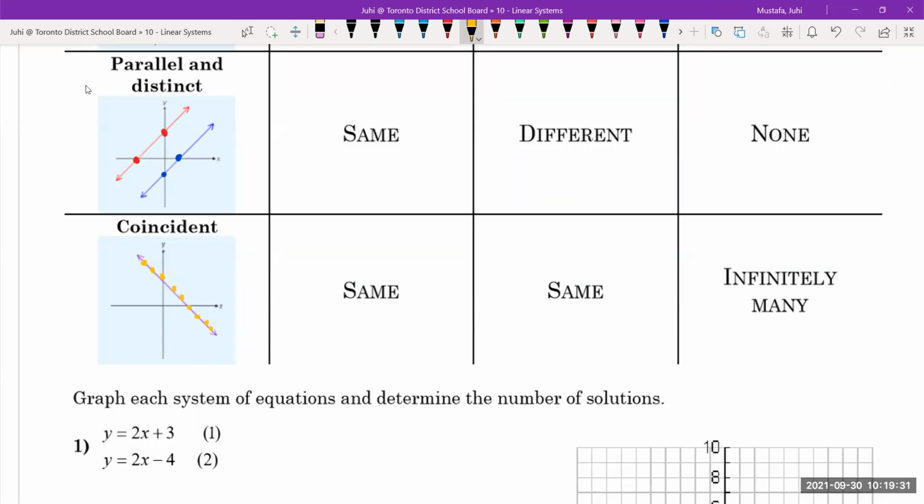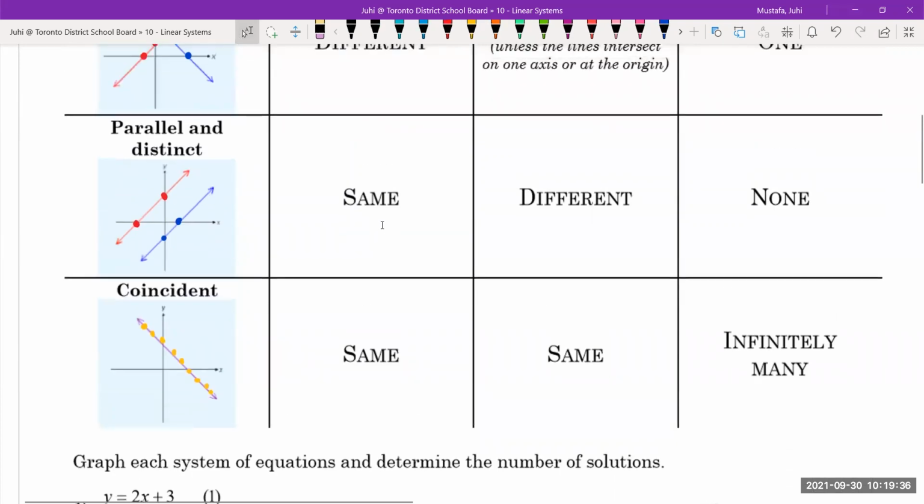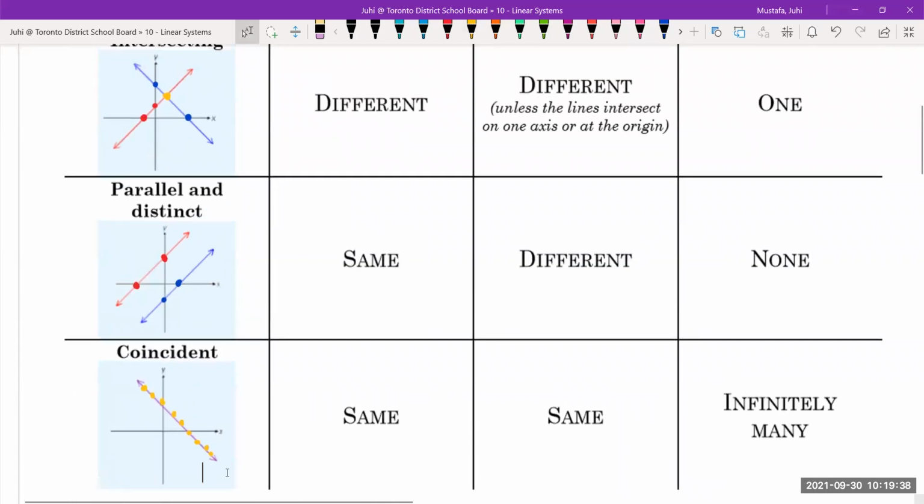Yeah. So what is for parallel and intercept? What does this one mean? This is taken as parallel. Yeah.